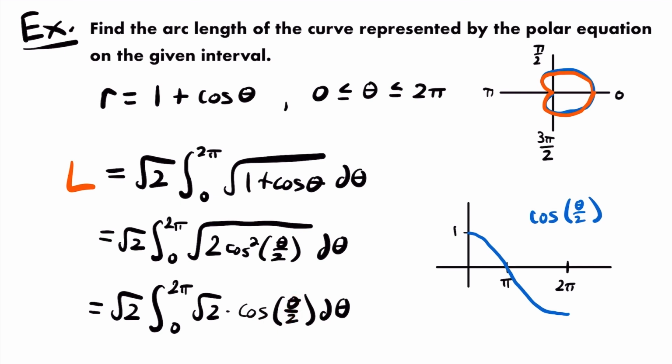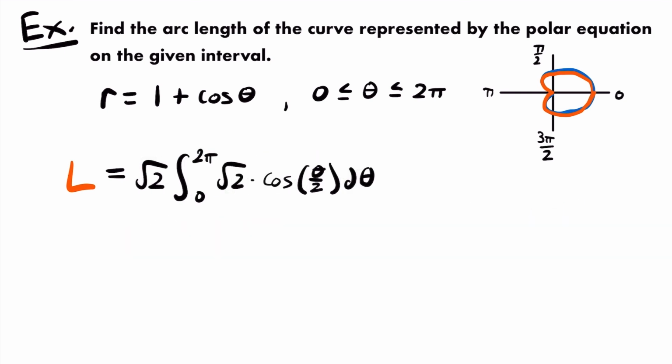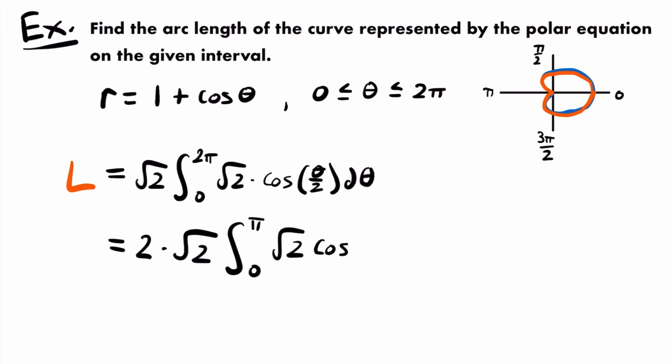All right, so here's how we're going to rewrite this integral. The arc length will be equal to 2 times the square root of 2 times the integral from 0 to pi of the square root of 2 times cosine of theta divided by 2 d theta. Now instead of integrating from 0 to 2 pi, we're just integrating from 0 to pi, which accounts for half of the arc length, and so we need to double it, so I multiplied our integral by 2. All right, so now we can work on simplifying and then finally solving this integral to find our arc length.